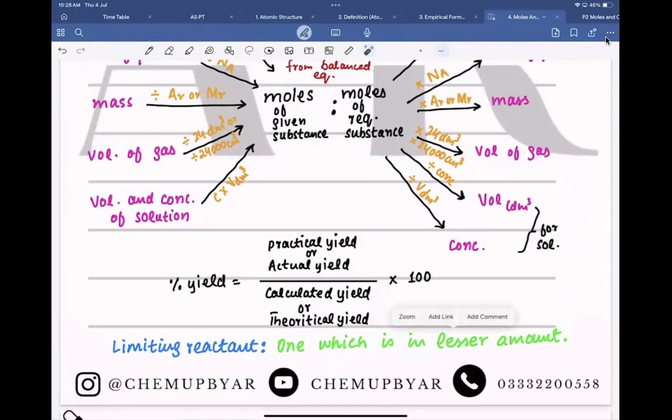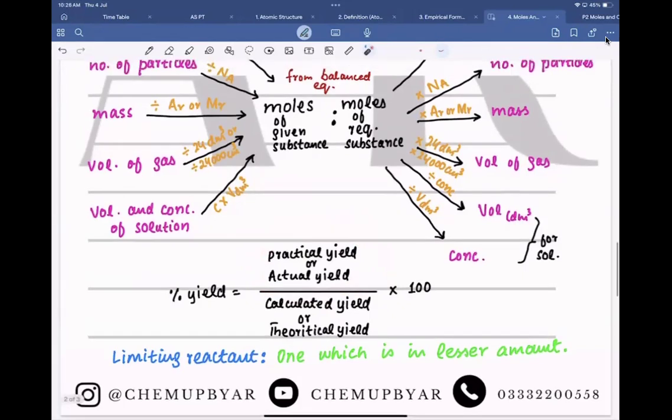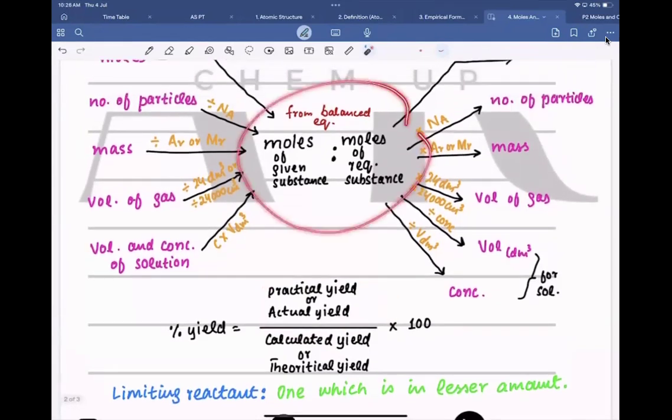So what will we do? Most of the time, the examiner provides you the practical yield and asks you to calculate the percentage yield. The practical yield is given, which is actually obtained from the experiment. The calculated yield can be obtained by the above method, by taking the ratio of the given substance and the unknown substance whose percentage yield needs to be calculated.